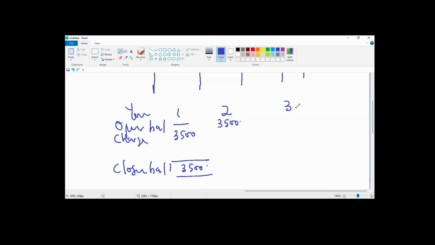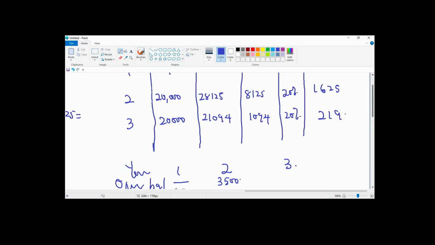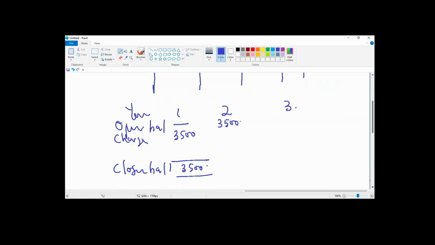35. What is our charge in year 2? 1625. 5125. In year 3, the closing of year 2 will be the opening. 5125. What is now the charge in year 3? The credit, 219.